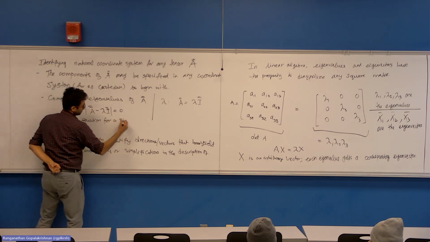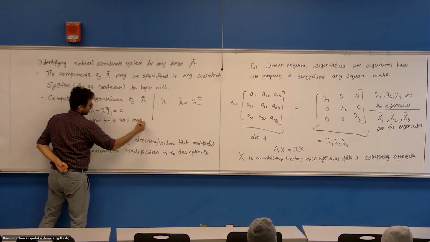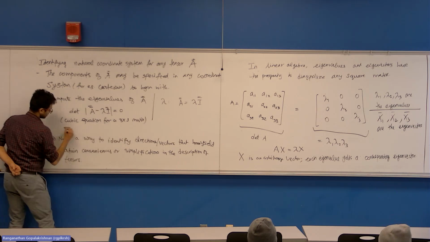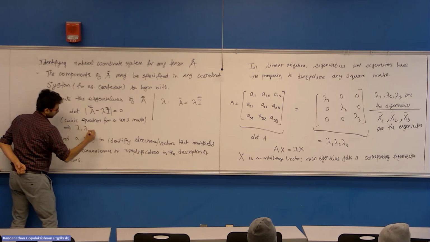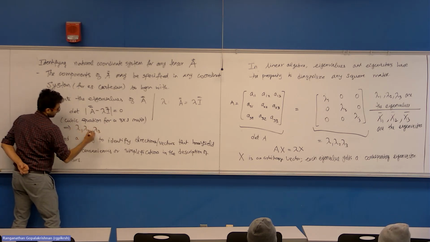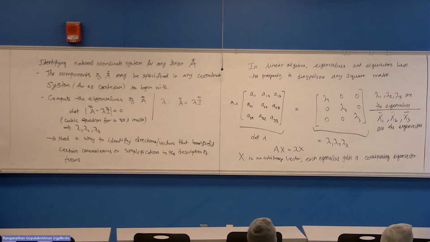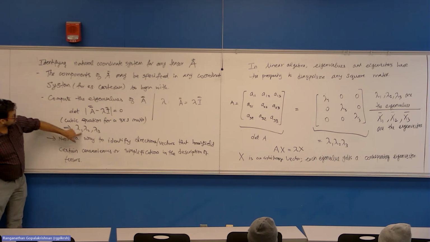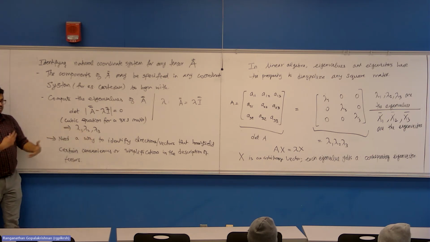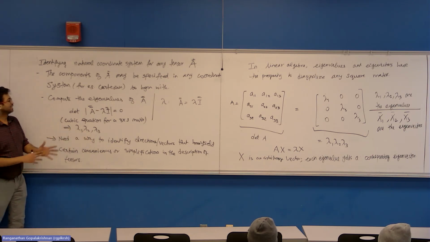for a 3 by 3 matrix, which yields lambda 1, lambda 2, lambda 3. You might sometimes get them to be distinct from each other. Sometimes you might get two of them to be the same and the third being different. Or sometimes you might get all three equal to each other, and we'll see cases of all of them. Okay.